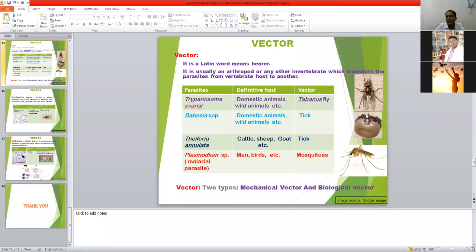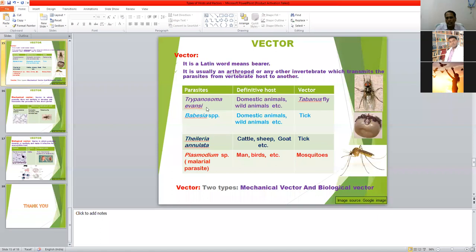Vectors are usually arthropods like ticks, flies, fleas, different types of lice and bugs. All of these act as vectors. These are some important parasites, their definitive hosts and their vectors.